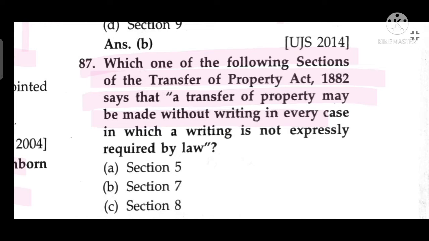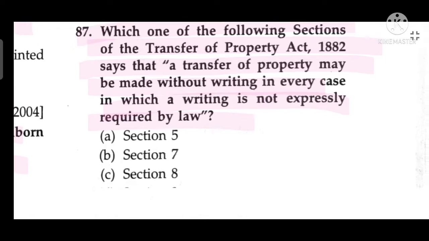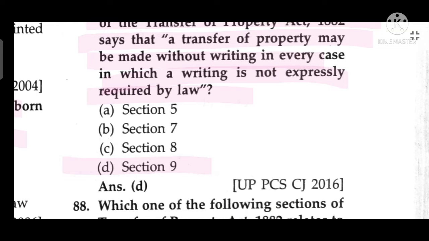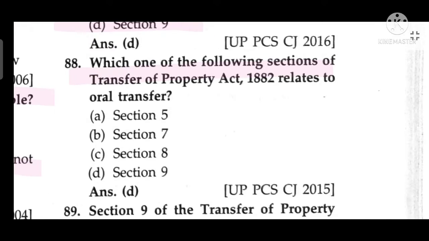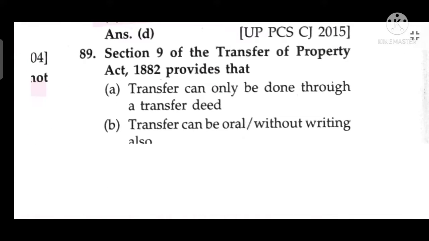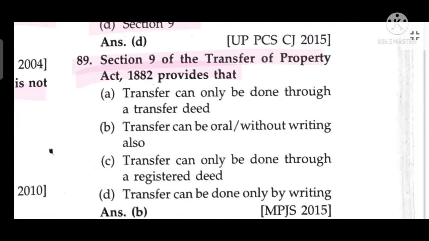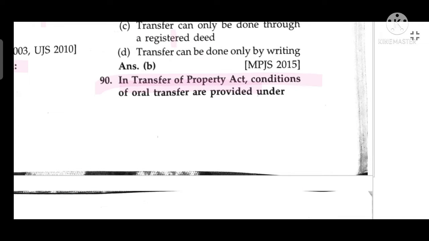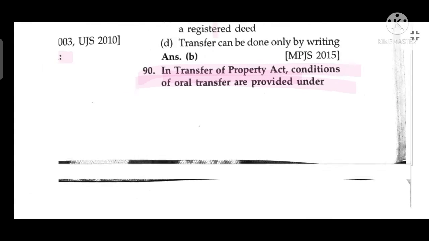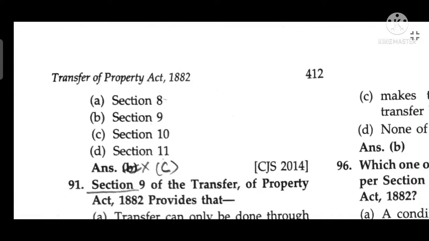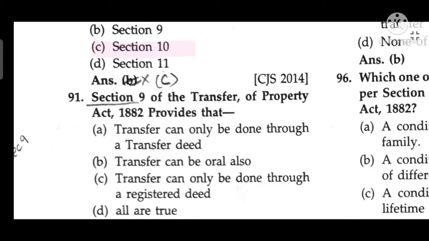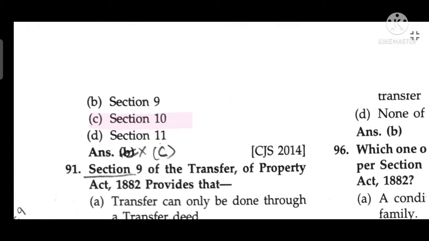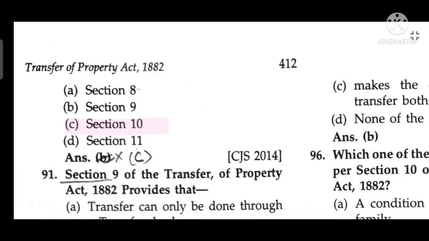Which one of the following sections of the TP Act 1882 says a transfer of property may be made without writing in every case in which writing is not expressly required by law? Section 9. Which one of the following sections of the Transfer of Property Act relates to oral transfer? Section 9. Section 9 of the TP Act provides that a transfer can be oral without writing also. In the Transfer of Property Act, the conditions of oral transfer are provided under Section 9.